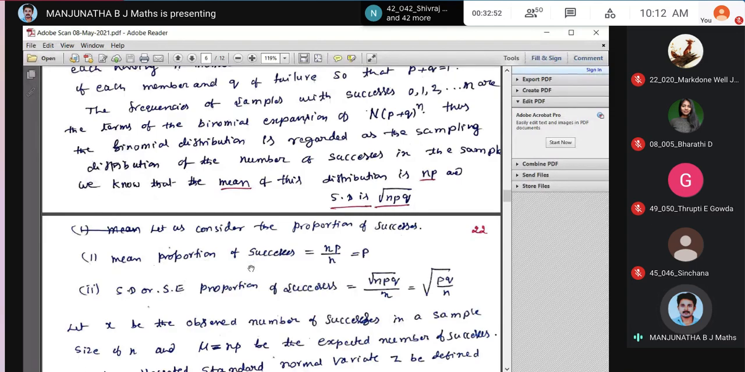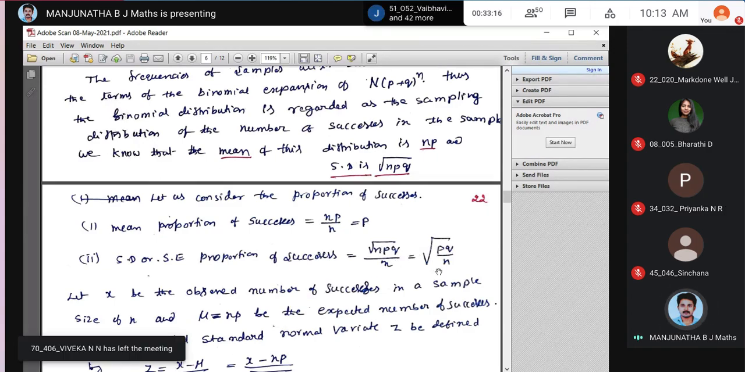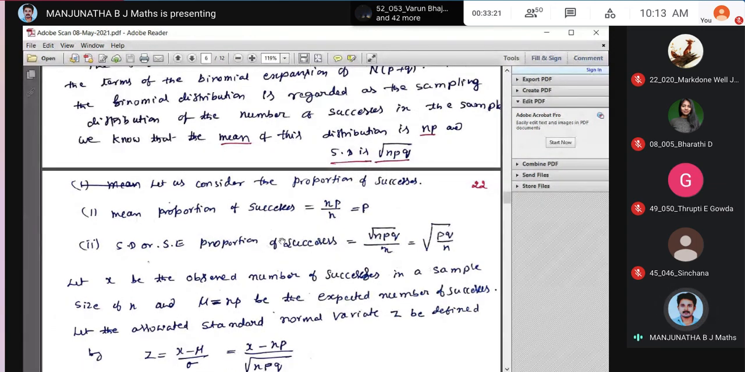So what is the mean of the proportion of success? The mean divided by n, that is np divided by n, that is p, the mean proportion of success. What is the standard deviation, or standard error, of the proportion of success? It is sigma by n, where sigma is the square root of npq, so that is equal to the square root of pq by n. I may use this result also. Note that the standard error of the proportion of success is equal to the square root of pq by n.